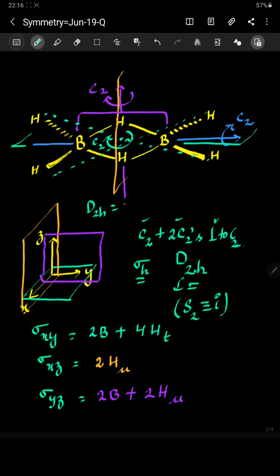So if I write D2h, it is C2 plus 2 C2's perpendicular to C2, 2 sigma v must be present, sigma h and inversion should be present. Along with all these elements, identity is also considered. Well, that gives you 8 symmetry elements. The answer for our question is 8. So the option must be 4.